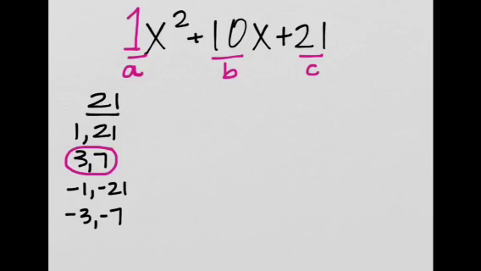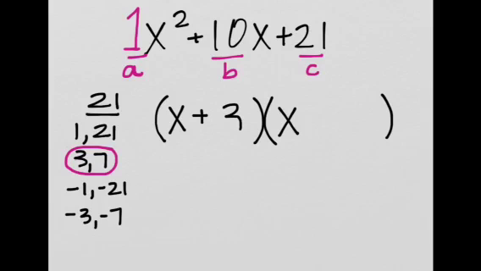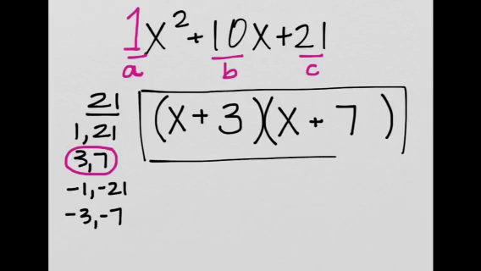Okay. Again, when your a is 1, which we see that it is, all you have to do to factor this trinomial is you have your two sets of binomials, and to get our x squared, it's going to be x and x. That's how we get our x squared. X times x is x squared, and then we take our 3 and 7, and we're going to just drop them in right here. So x squared plus 10x plus 21 will factor to x plus 3 times x plus 7.